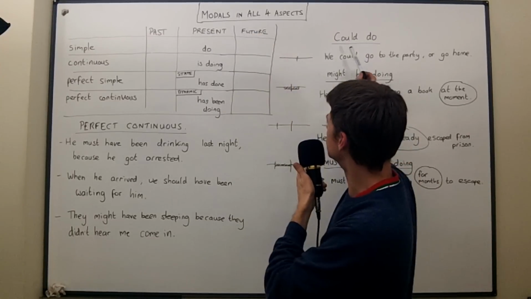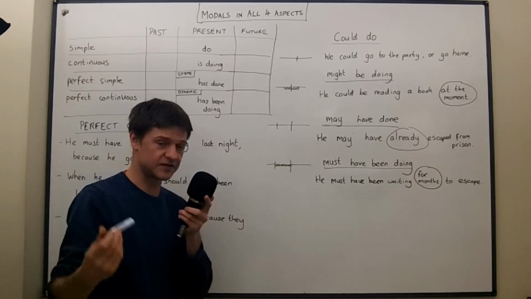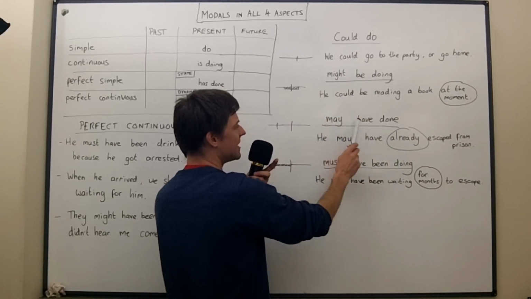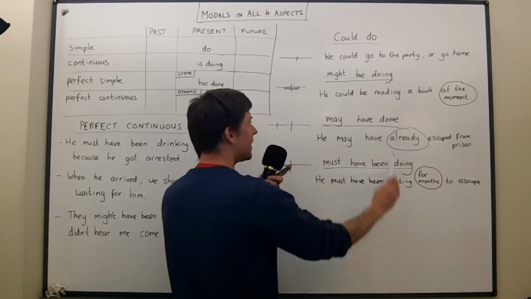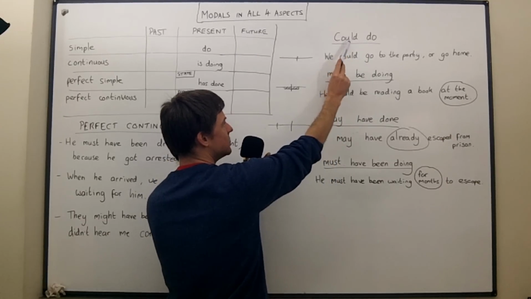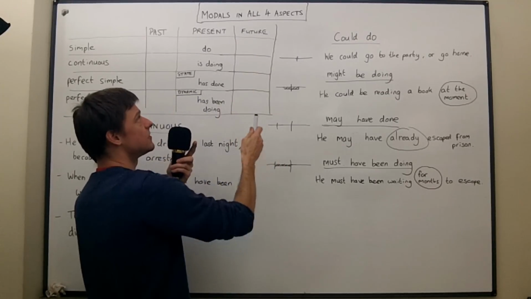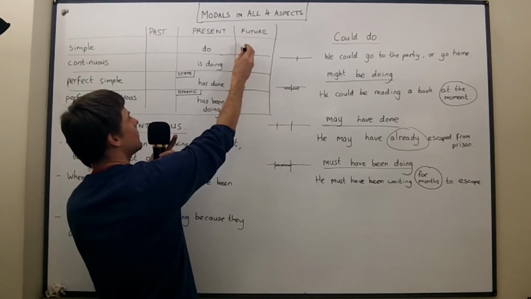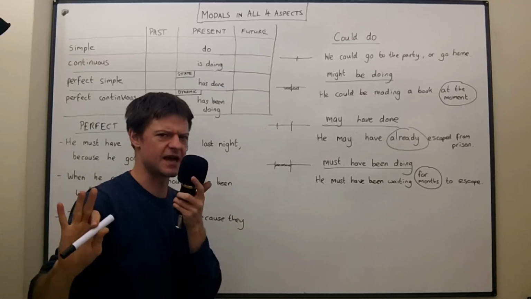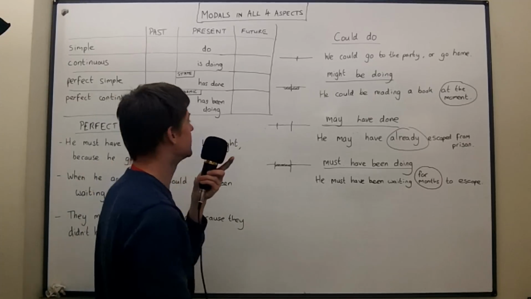Now I want to show you that modals obey very similar rules as these three. If you can remember these three, they use the same signal words, in fact. So I've got could do, might be doing, may have done, must have been doing. I've just changed the modal here in each one, but we could say may do, we could say might do, we could say will do or would do. I mean, will would put it into future because that is future will. And so we say will do, will be doing, will have done, will have been doing. Very rare, that particular tense. And did, was doing, had done, had been doing.